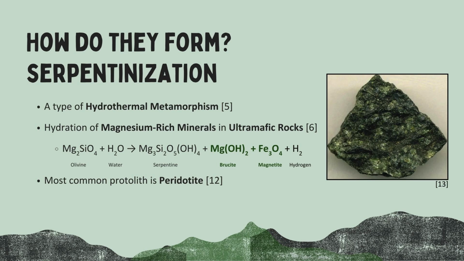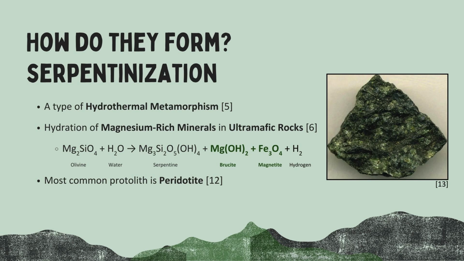If there are large amounts of CO2 in the water, brucite will then form as well. As a result of this hydration reaction, the rock expands, resulting in the formation of cracks, weakening the rock. This cracking allows for more water to enter the rock, which then continues this cycle.